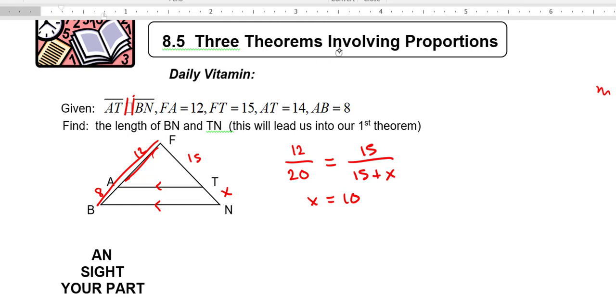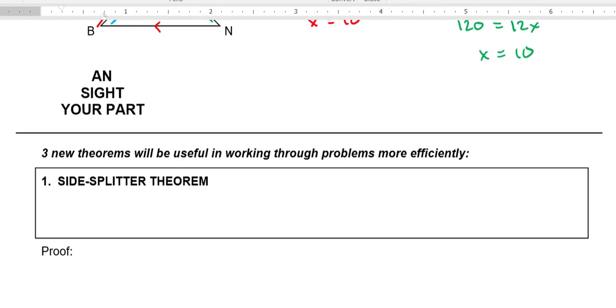What I'm going to propose here is that you can actually do this is to this as this is to this and get the exact same answer. It'd be 12 is to 8 as 15 is to x, like that. Okay, and hopefully you can see that this is going to be 120 is equal to 12x, so x is equal to 10. Let's see why that works. That, by the way, is called side splitter.